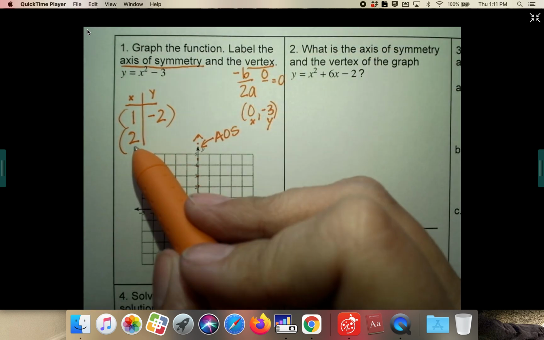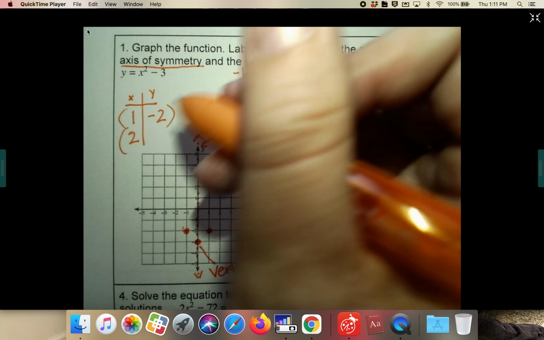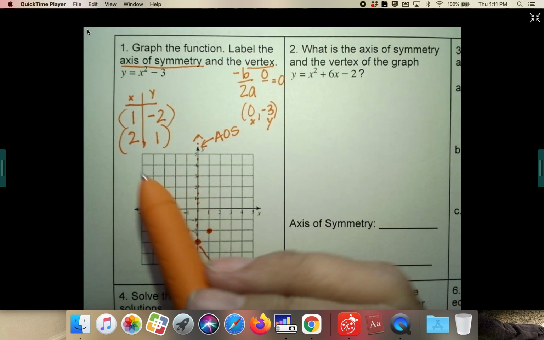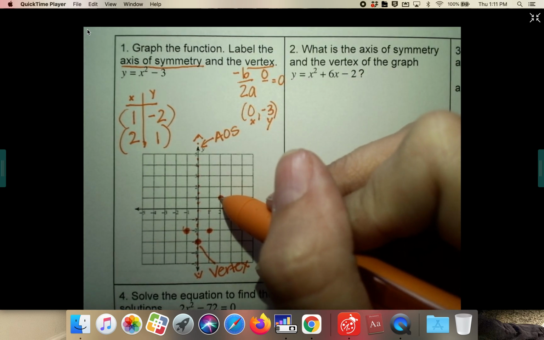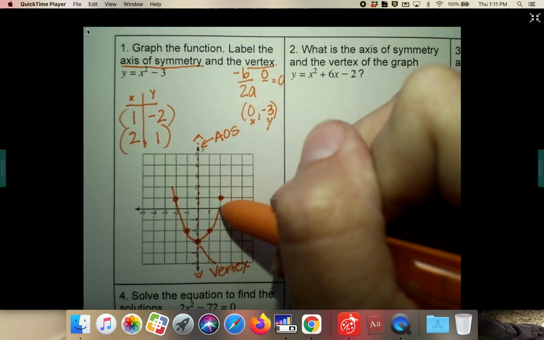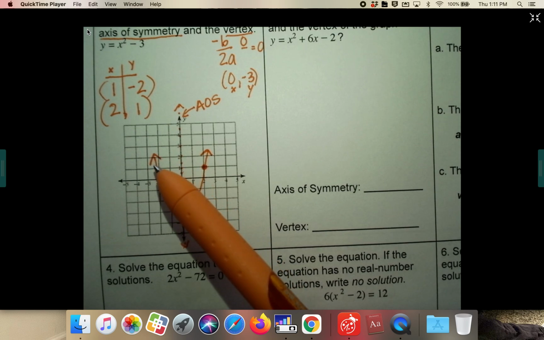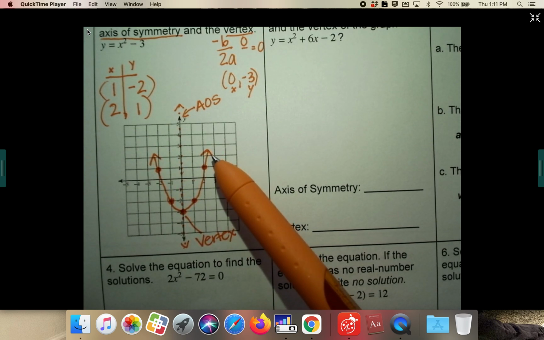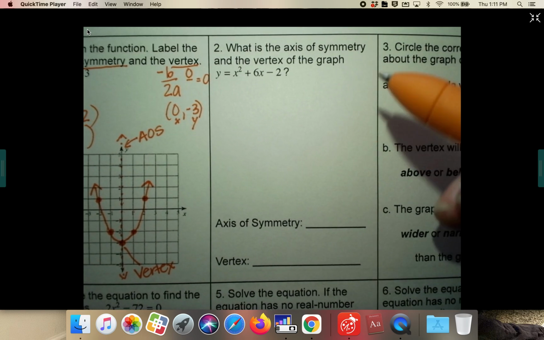And now I'm going to plug in 2 for x, so 2 squared is 4. 4 minus 3 is 1. So my other coordinate is 2, 1. So over 2, up 1. And then I can reflect that over my axis of symmetry, and I'm done. There are my 5 points on my parabola. Please be sure you actually draw in your parabola with arrows on both ends. All right, let's do the next one.